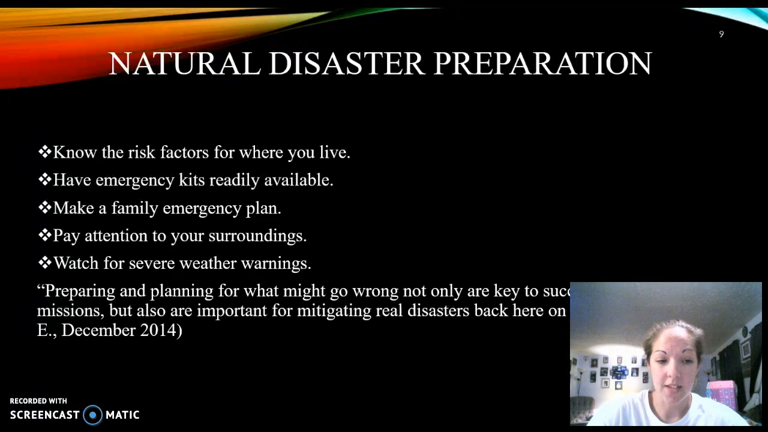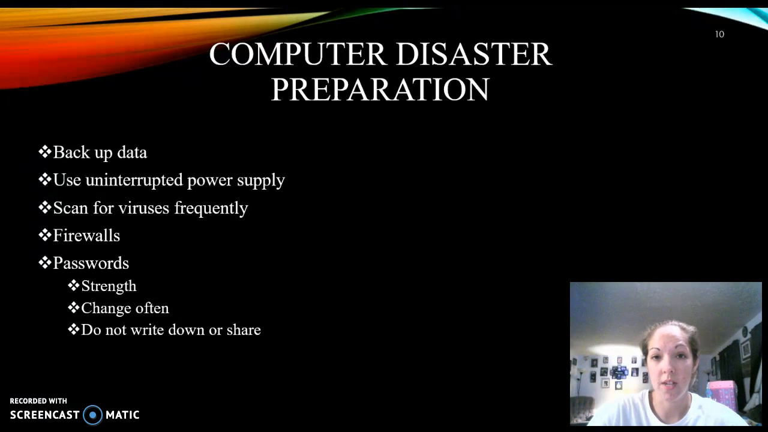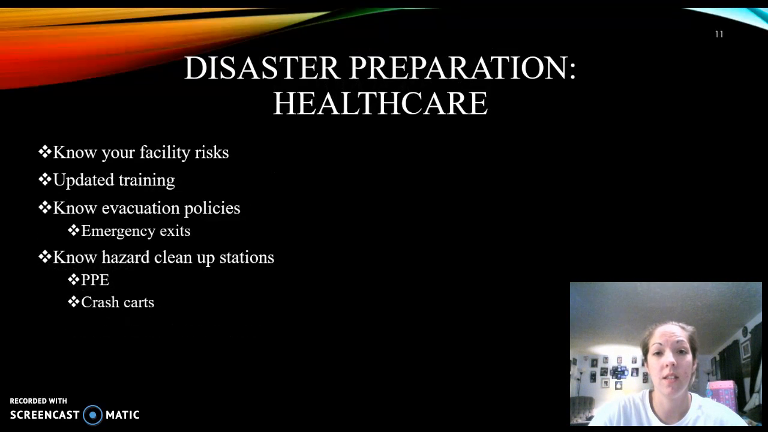As far as healthcare disaster preparation, know your facility's risks. Know if you're in a bad neighborhood, or if you're in a flood zone, or somewhere where tornadoes are frequent during the summertime. Make sure your employees have updated training. Know your evacuation policies and where they're located, as well as the location of all the nearest emergency exits. If you have patients like in a hospital, for instance, know the emergency plan. Know what you are to do with those patients, especially patients that are bedridden.